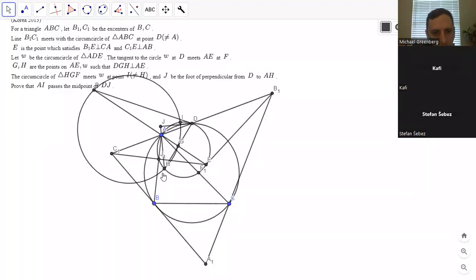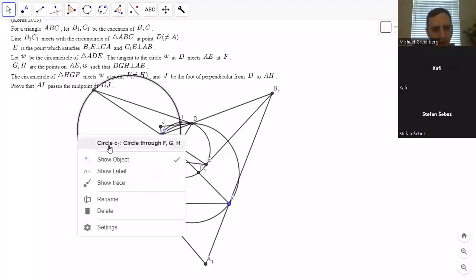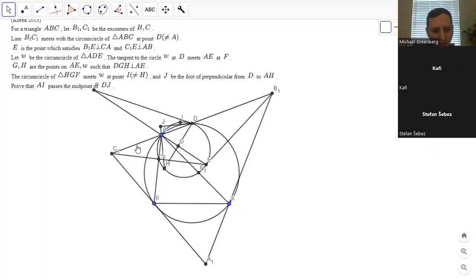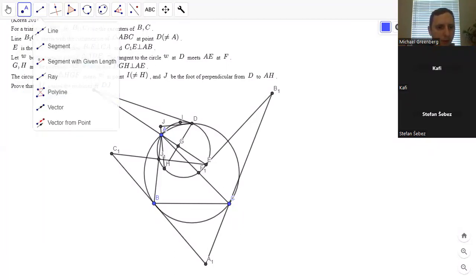F is the point of intersection of the tangent from D, and so I could just hide a whole bunch of stuff. You need that circle for point I. You basically don't need half of the diagram, just because you can define everything by just 3 points. Okay, so I accidentally got rid of a circle.